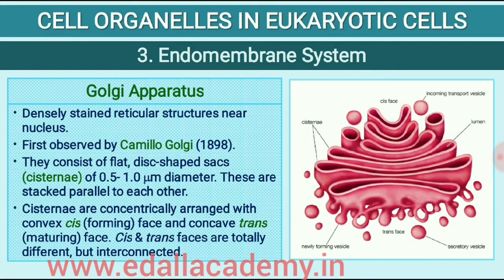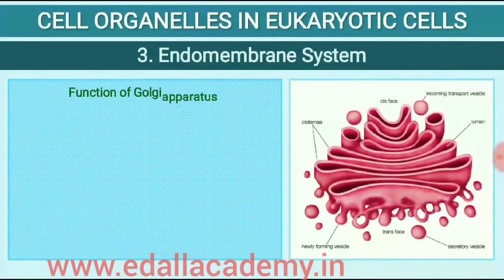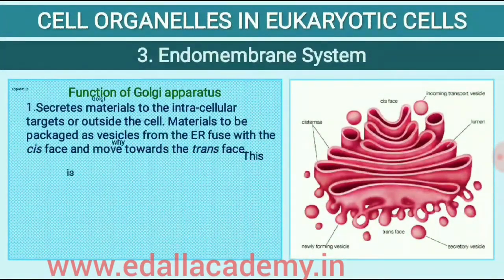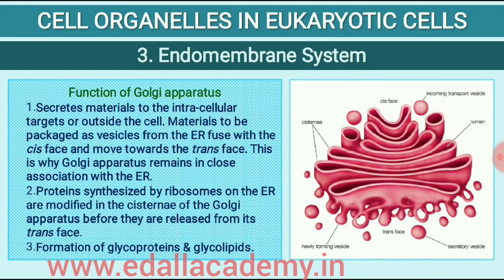The Golgi apparatus principally performs the function of packaging materials, to be delivered either to the intracellular targets or secreted outside the cell. Materials to be packaged in the form of vesicles from the ER fuse with the cis face of the Golgi apparatus and move towards the maturing face. This explains why the Golgi apparatus remains in close association with the endoplasmic reticulum. A number of proteins synthesized by ribosomes on the endoplasmic reticulum are modified in the cisternae of the Golgi apparatus before they are released from its trans face. The Golgi apparatus is the important site of formation of glycoproteins and glycolipids.